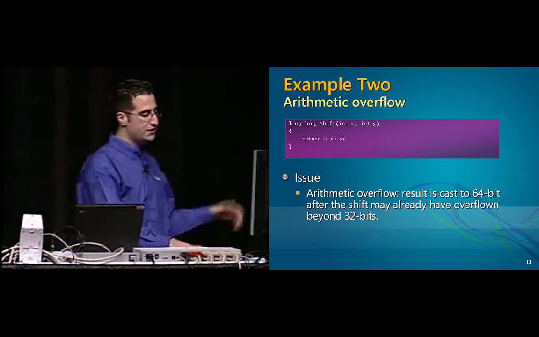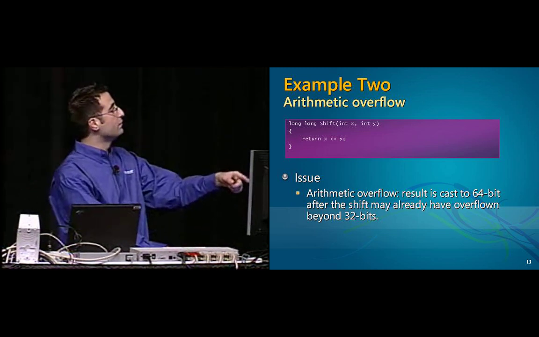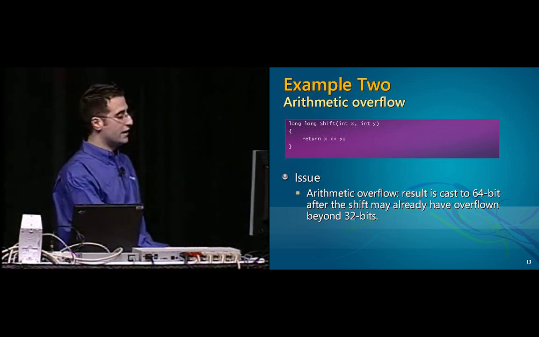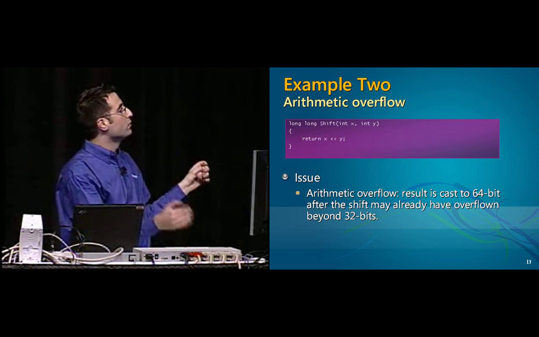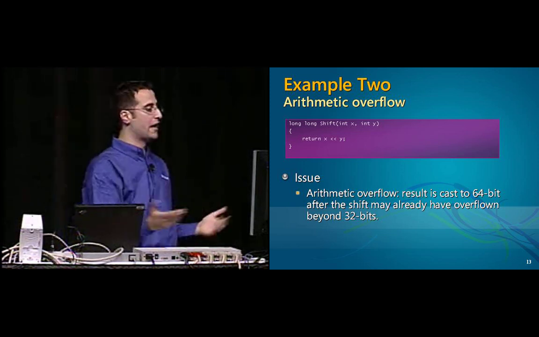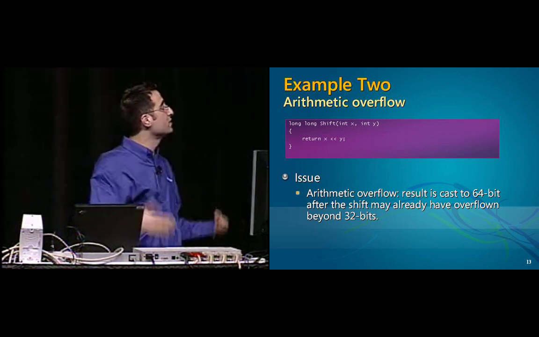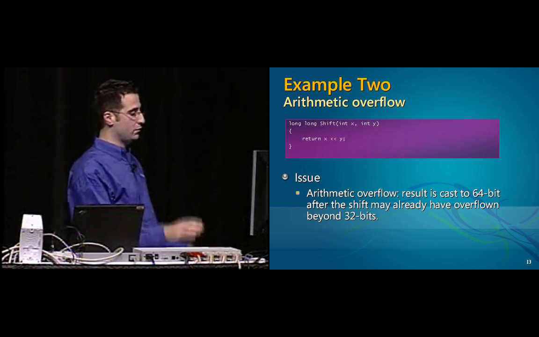So we just need to make sure, in this case, the fix would be to cast the X value before shifting it, and then that would have caused the shift to occur in a 64-bit space, and we'd be fine.